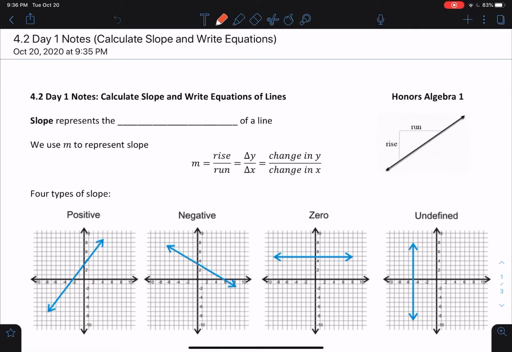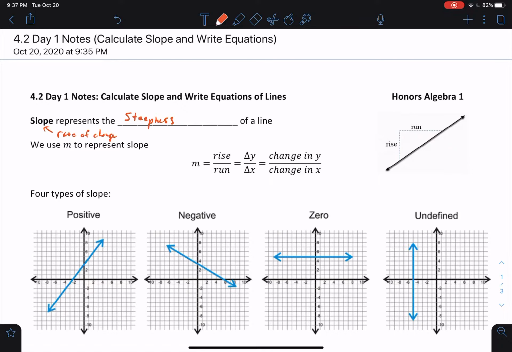So we've talked about how to recognize linear functions, and we talked about this idea of a constant rate of change. Another word for that is slope. Slope represents the steepness of a line. So slope is that constant rate of change. And we're going to use the letter m to represent slope.